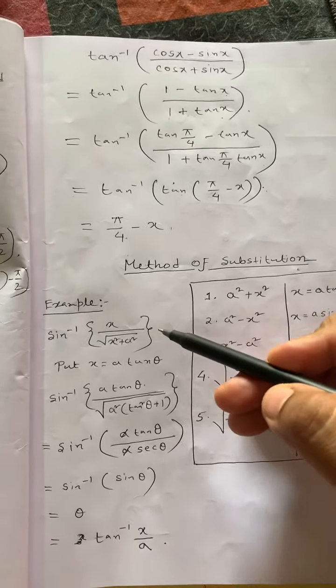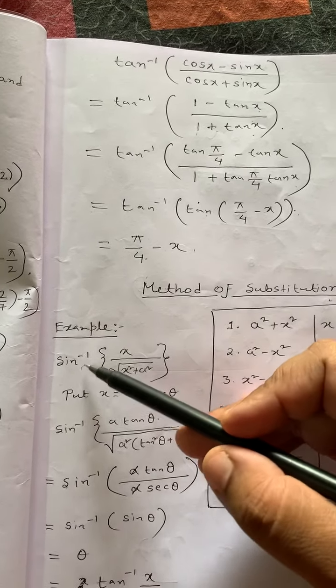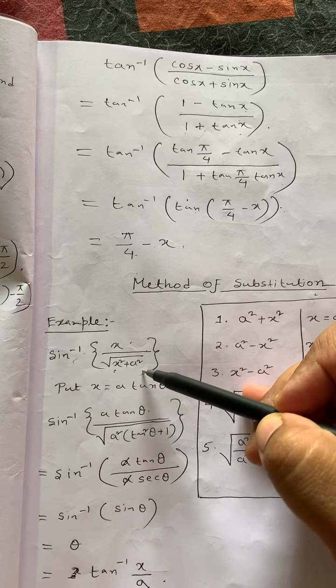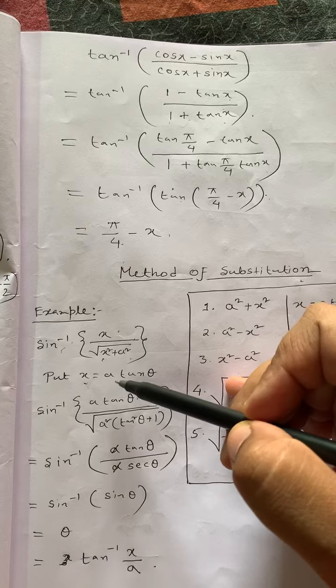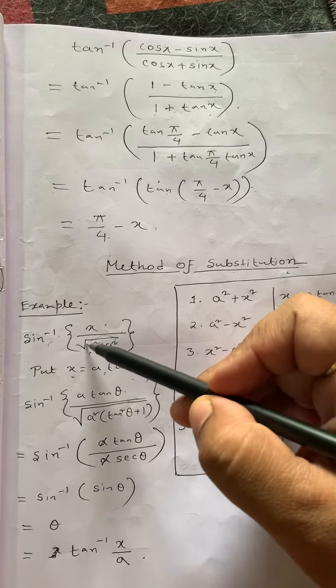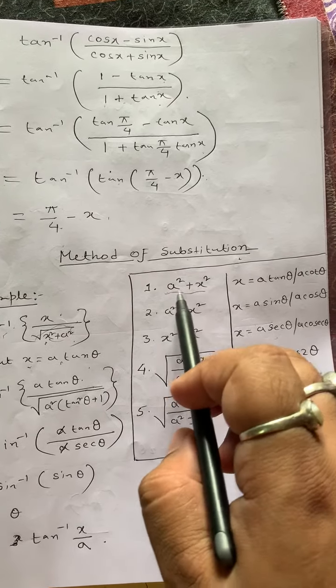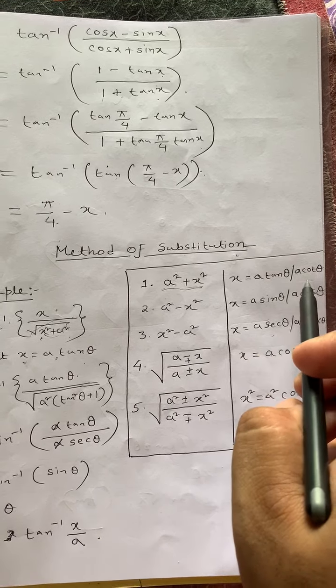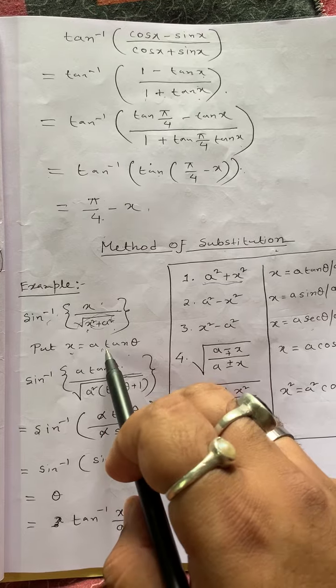Now just look at this sum. Here we have sine inverse of x divided by root over x square plus a square. So what we are doing is, in place of x we are writing a tan theta. Why? Because see this expression and see this expression, both are the same. So we can substitute x's value with either a tan theta or a cot theta. So I am substituting x's value with a tan theta.